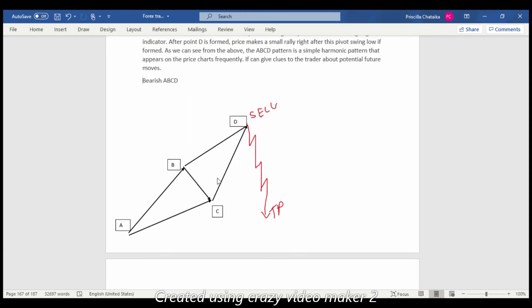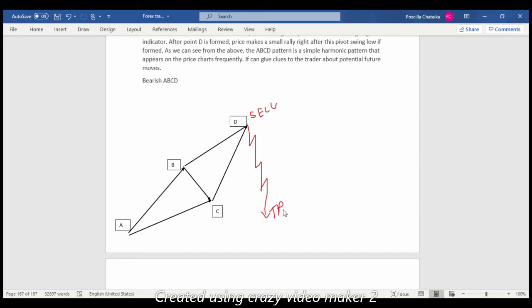This is what it looks like as a sell, as a bearish ABCD pattern. So A, B, C, D. D is your sell. Have a healthy stop loss. Don't use 35 pips. Take profit is point C. Sometimes it goes way below point C, both on the bullish and bearish ABCD pattern.